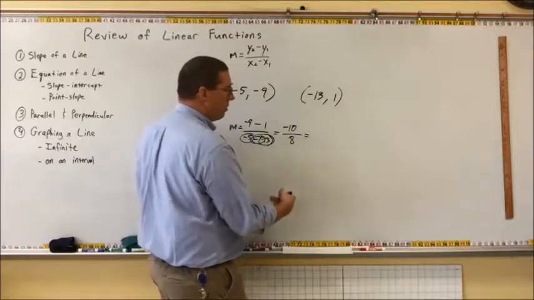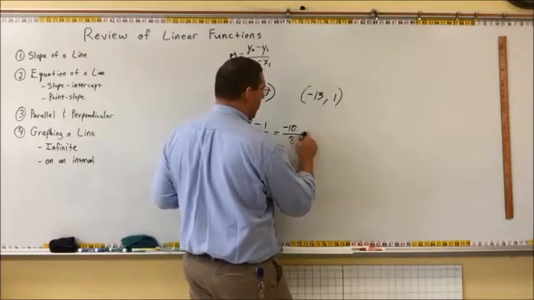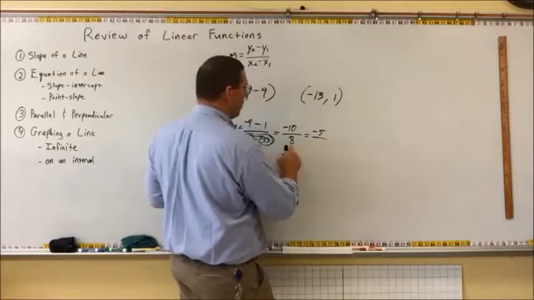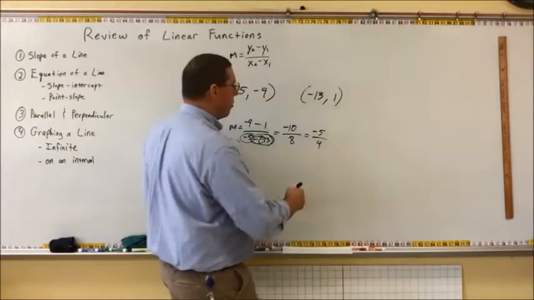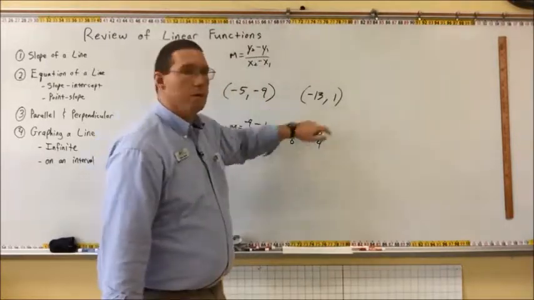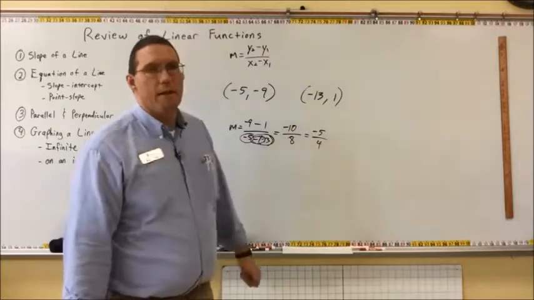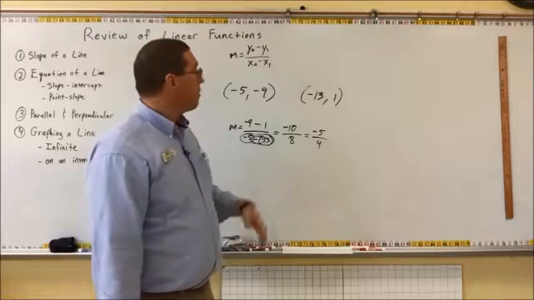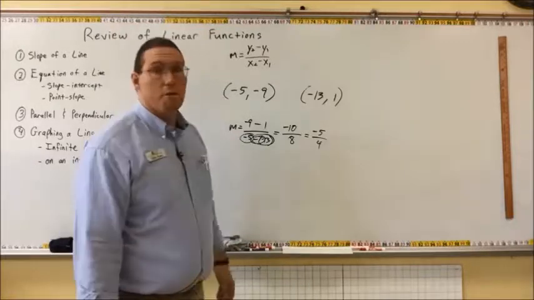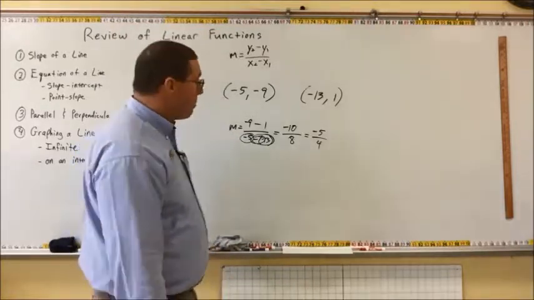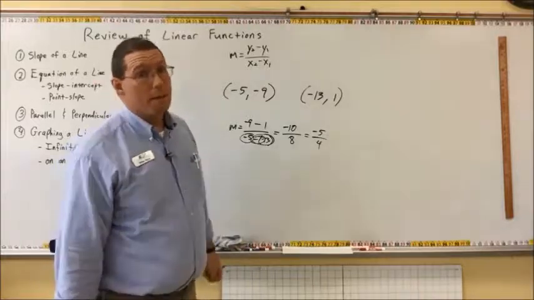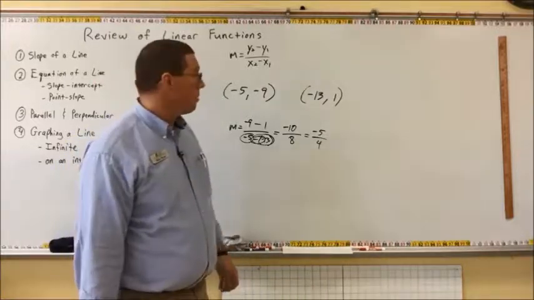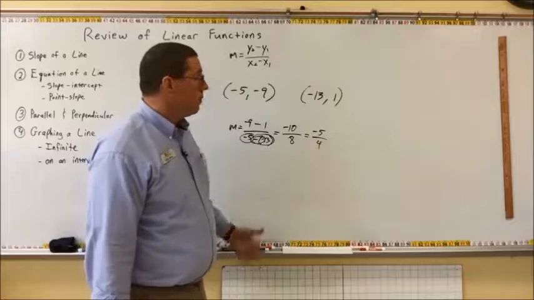10 and 8 each can be divided by 2. So we're going to divide this by 2, get negative 5. We're going to divide this by 2 and get a 4. And so the slope of the line between this point and this point is negative 5 over 4. Okay? So that's basically how you calculate the slope of the line. In my opinion, it's not really that complicated. You just do a couple subtraction problems and then you leave them as a fraction.